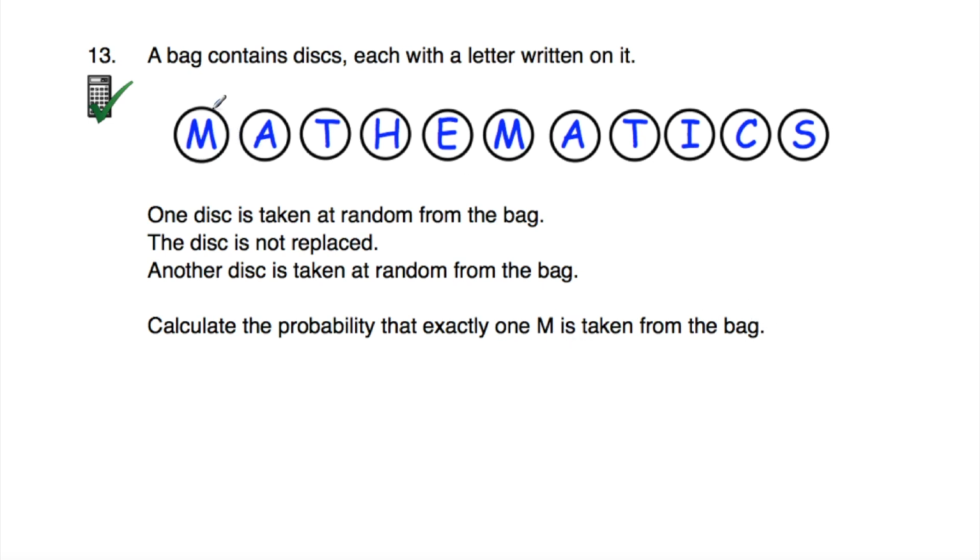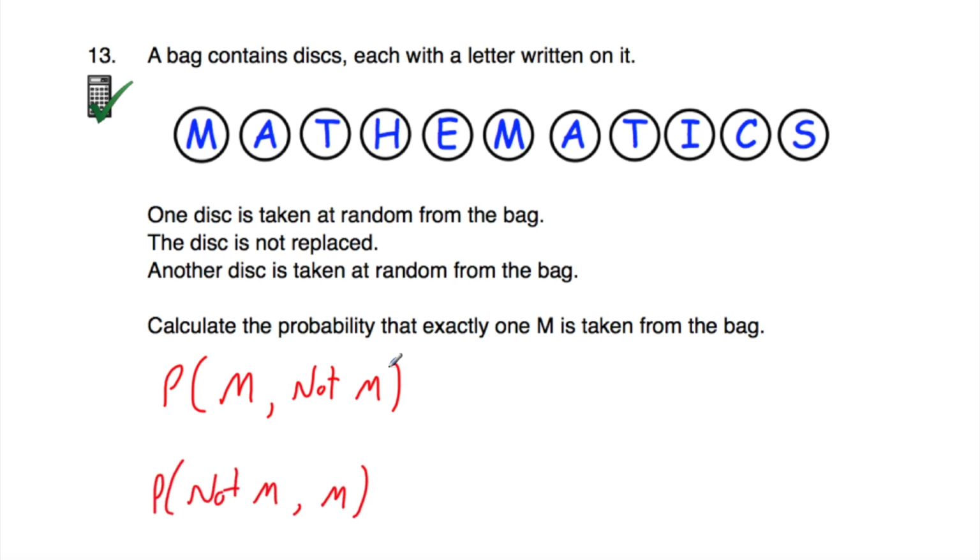Now, rather than doing the probability of getting an M and an A, an M and a T, an M and an H, and so on, what I'm going to do is treat it as finding the probability of getting an M and then not an M, and also find the probability of getting not an M and then an M, because that will give us our answer. If we find the probability of an M and then not an M, and also the probability of not an M and then an M, we can add them together, and that'll be the probability of getting exactly 1 M from the bag.